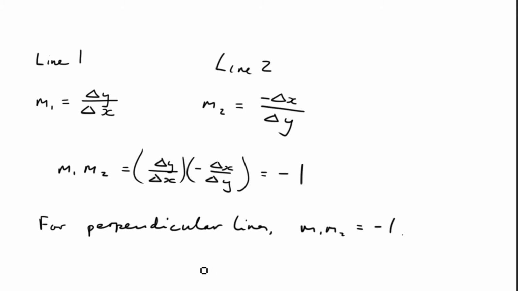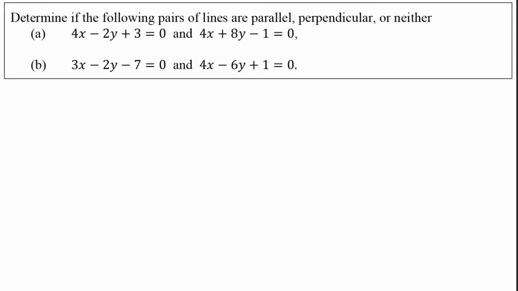Another way of thinking about this is that you could get the gradient of a perpendicular line, you can get gradient 2 by doing negative 1 divided by gradient 1. Let's use those ideas to see if these pairs of lines are parallel, perpendicular, or neither. So in both cases, what we're going to need to do is get the gradients of those two lines.